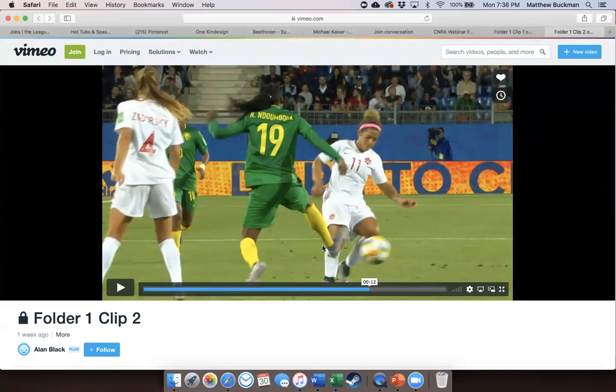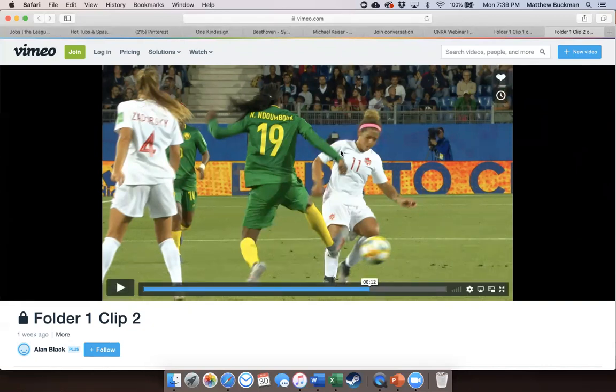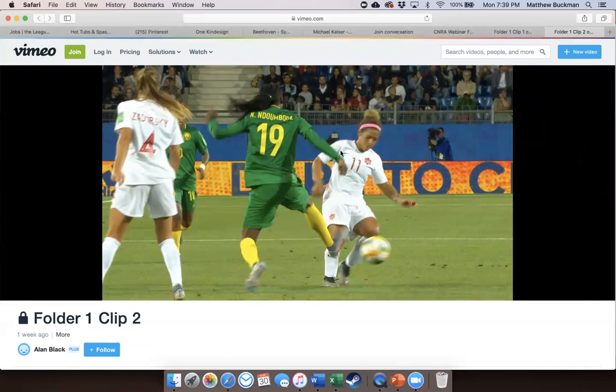Yes, the player lunges with the studs out, but as she makes the contact, and I'll replay this once we get to the end of it, it's as her foot is coming down. She's lunged out, she's tried to reach it, now her foot is moving towards the ground, and the contact she makes with the knee actually just sort of scrapes it.